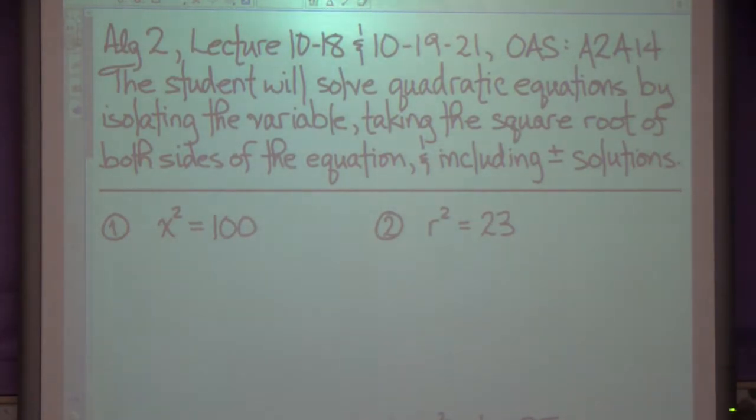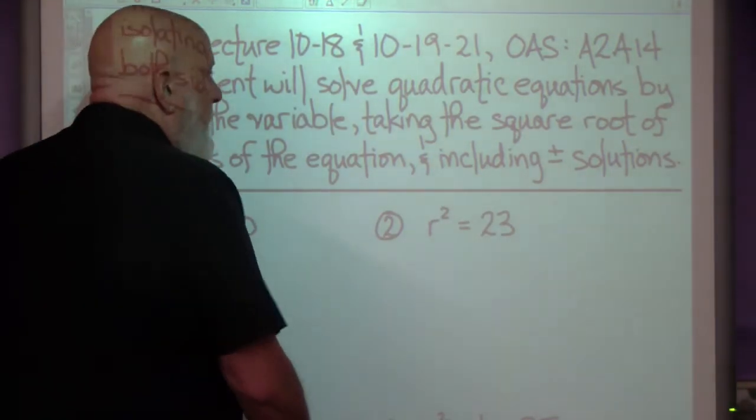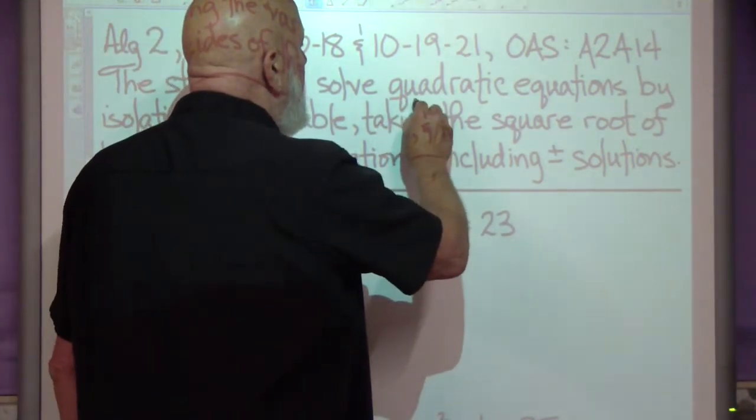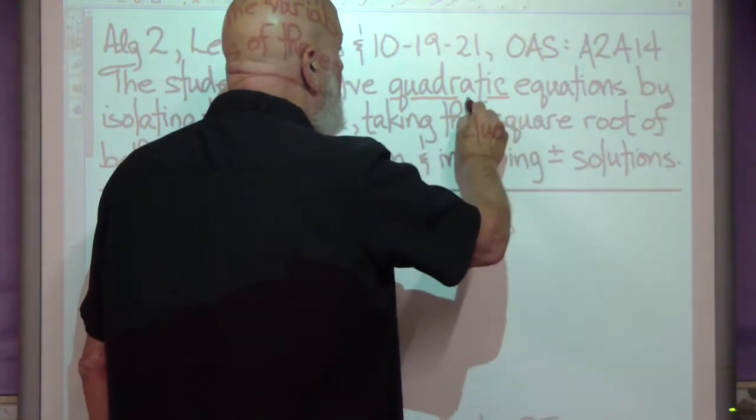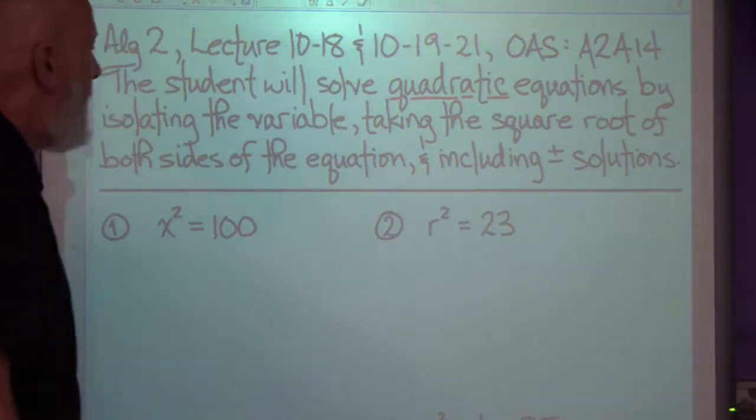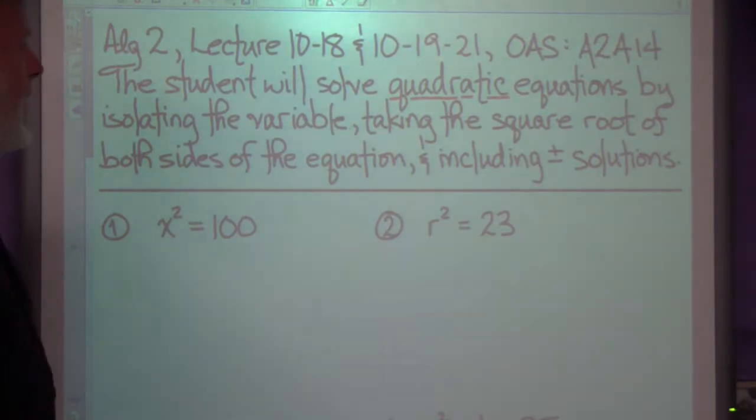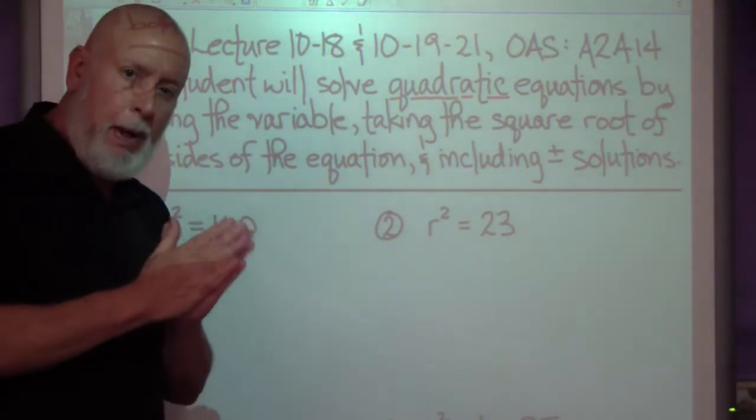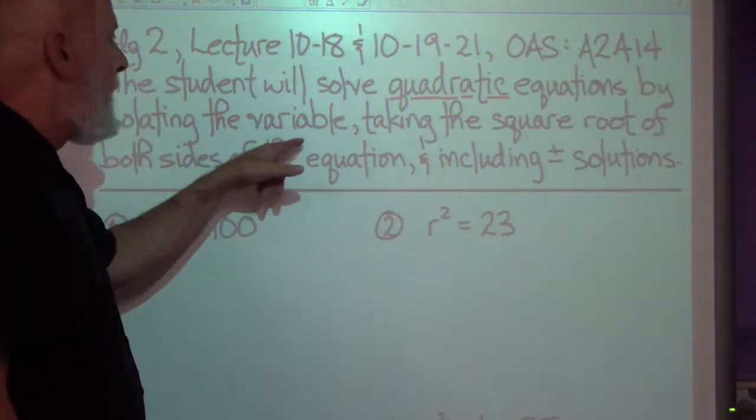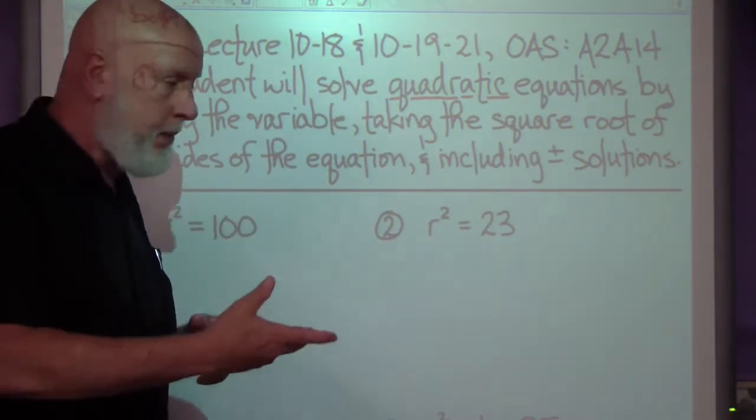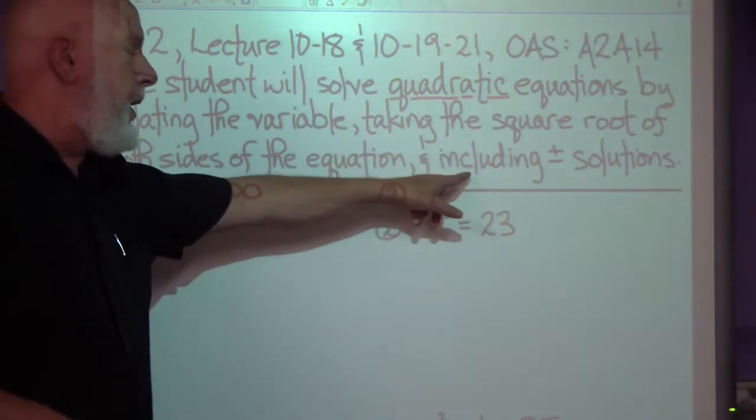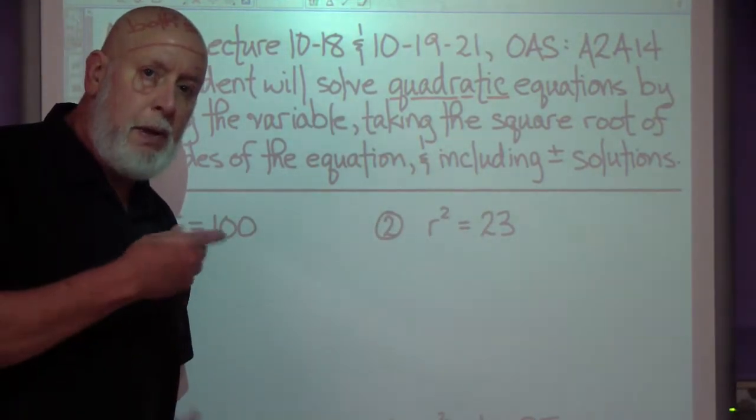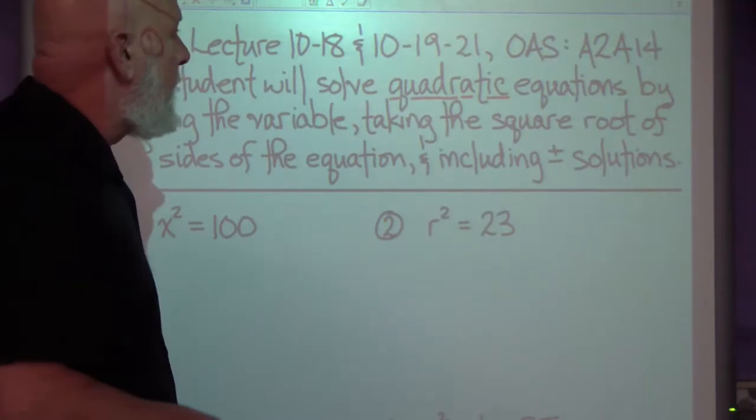Looks like we have Algebra 2, Lecture 1018, 1019, OAS A2A14. The student will solve quadratic equations. Again, a quadratic equation is an equation in which the highest power of the variable is a 2. And we're going to solve it by isolating the variable just like we did in pre-algebra. We're going to isolate the variable and then take the square root of both sides of the equation, and then remember to include positive and negative solutions. I'll show you how that works.